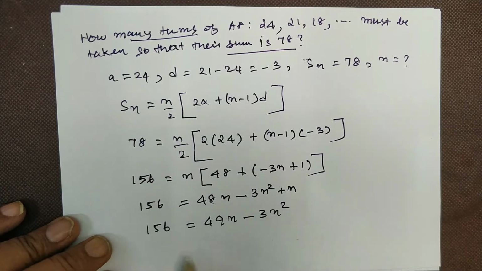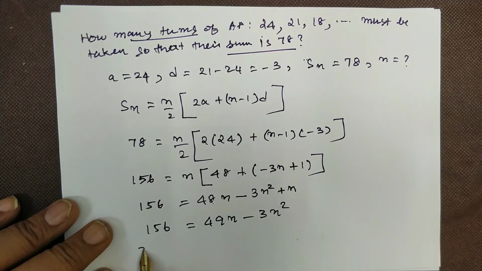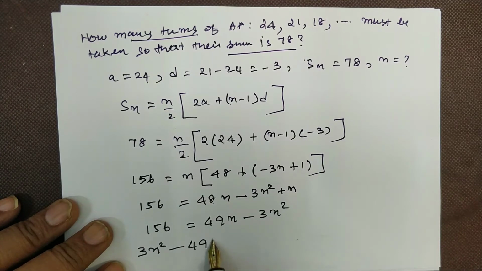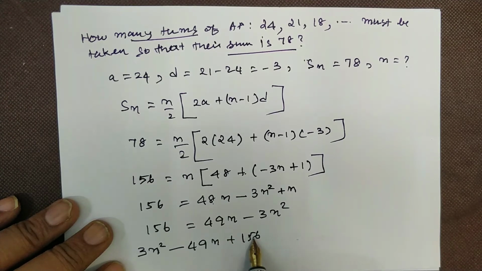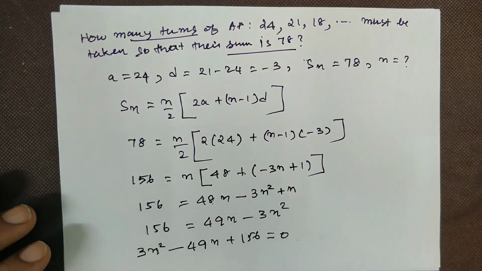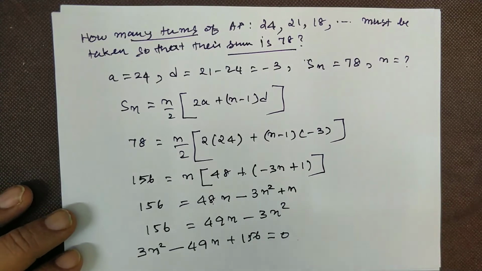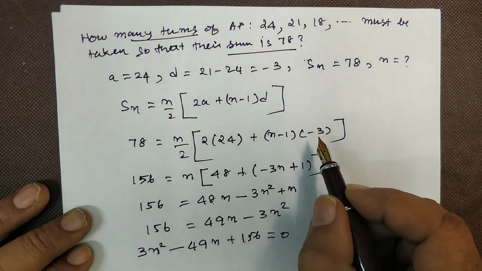We can bring everything this side. So 3n squared, minus becomes plus. Then plus 49 becomes minus 49n, and plus 156 is equal to 0. So we have got the quadratic equation. You please check whether it's correct.